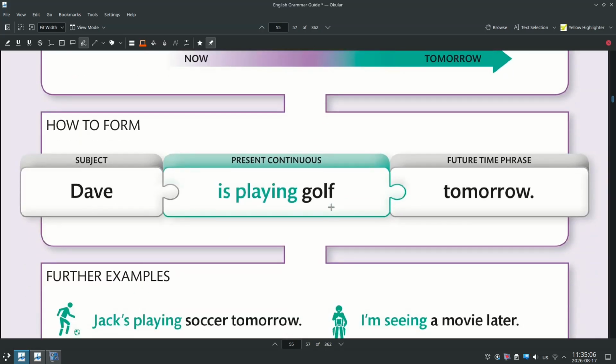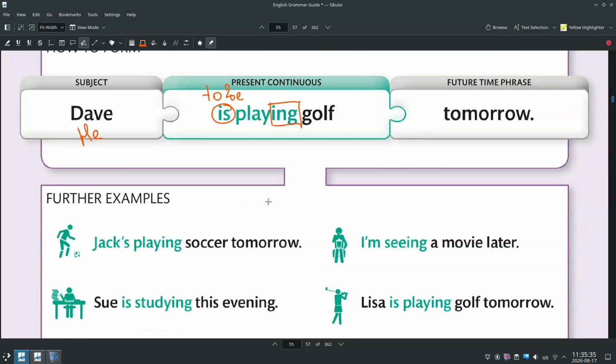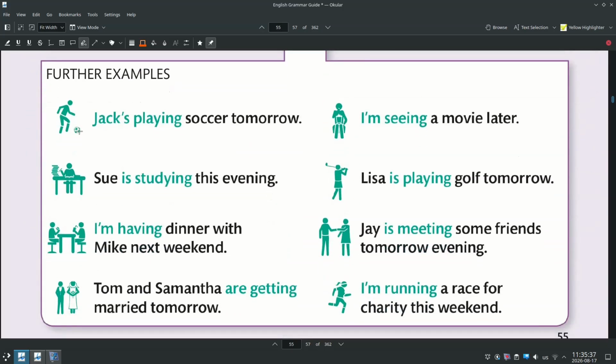As usual, the first place takes the subject, our Dave, then the present continuous. To form the present continuous, you need the verb to be, as our Dave is a pronoun he, that's why we use is. Then we have the verb in an ing form. Then goes our future time phrase. In our case, that is tomorrow. Let's look at further examples.